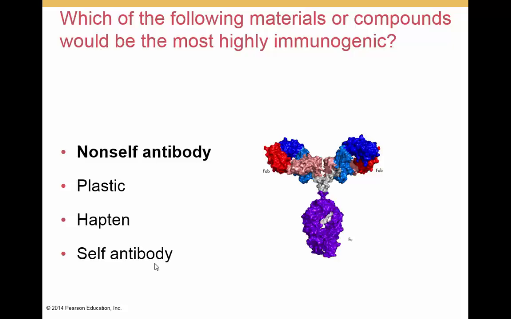Here we go. A non-self antibody, right? If it's a self antibody, you're going to recognize it as self. If it's a hapten all by itself, it cannot create an immune response unless it binds to another protein of yours to create that complex with the hapten. Remember, plastics we don't create an immune response to. Non-self antibody. So this is an antibody from somebody else, not part of your genetic makeup to make this antibody. You're going to attack it. And yes, antibodies can attack antibodies.